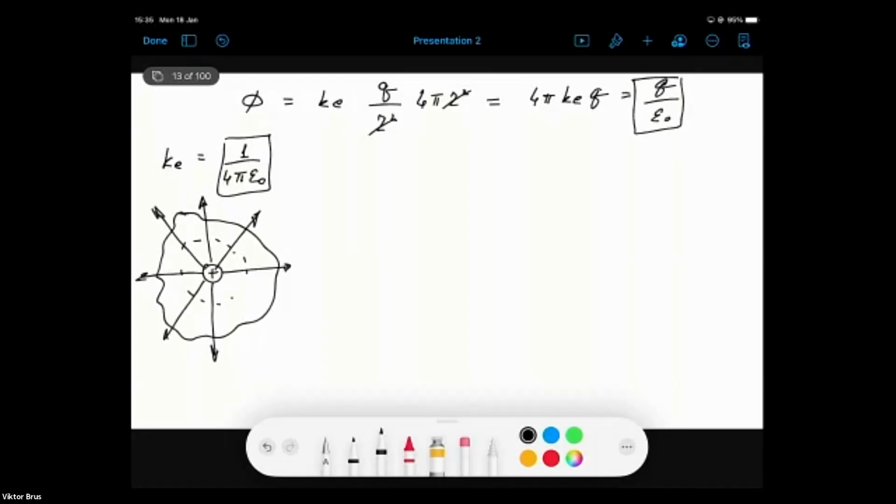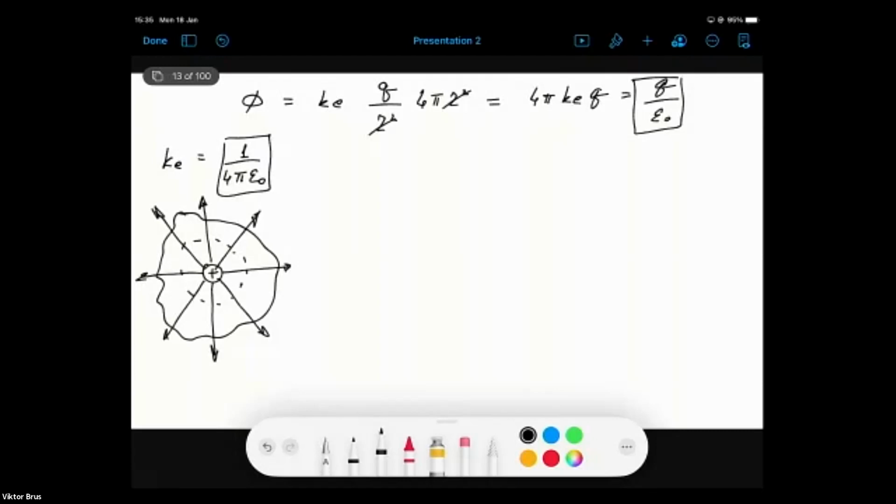We mentioned earlier that the net electric field flux through a closed surface is defined by the number of electric field lines which go through this closed surface.